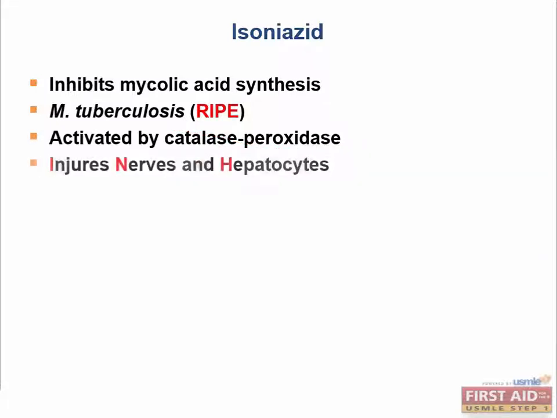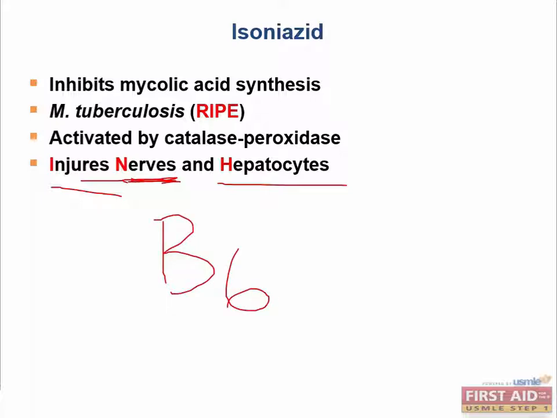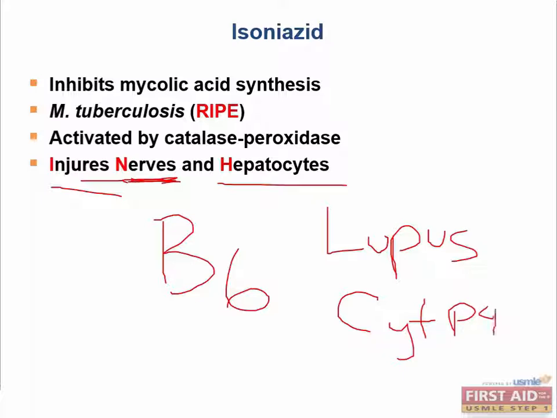It is important to remember that INH has a number of clinically important side effects. Specifically, it injures nerves and hepatocytes. Do you know how we can prevent the toxicity associated with the neurotoxicity? We can prevent the neurotoxicity or the peripheral neuropathy caused by isoniazid by co-administration of vitamin B6. Very good. Another thing to remember is that INH can also cause a drug-induced lupus, and it is an inhibitor of cytochrome P450.